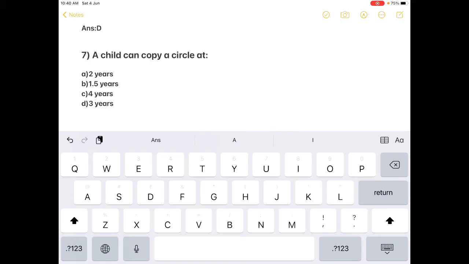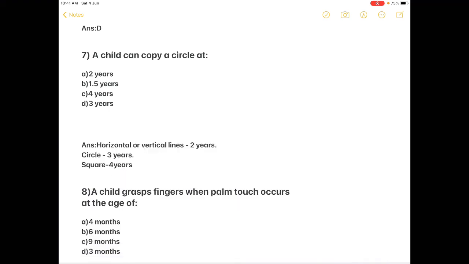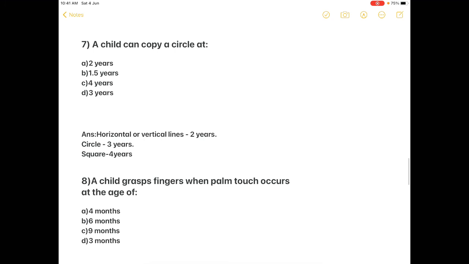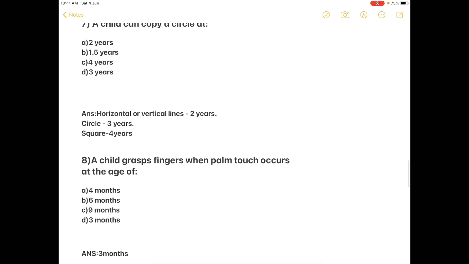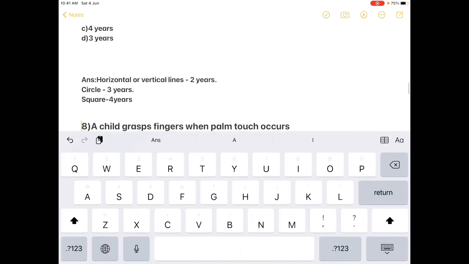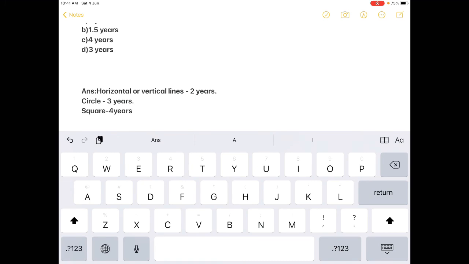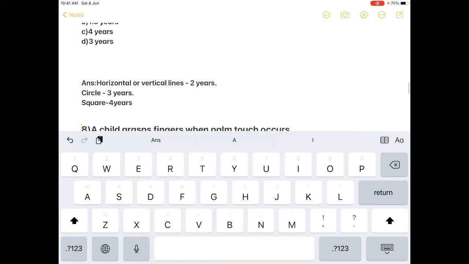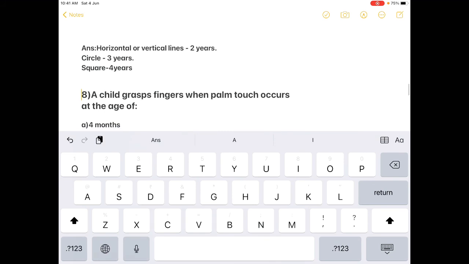At 4 years, a child can draw a square, and at 2 years, a child can draw a vertical or a horizontal line. So the correct answer here is 3 years. Horizontal or vertical line at 2 years, circle at 3 years, square at 4 years. This is also a very commonly asked question.